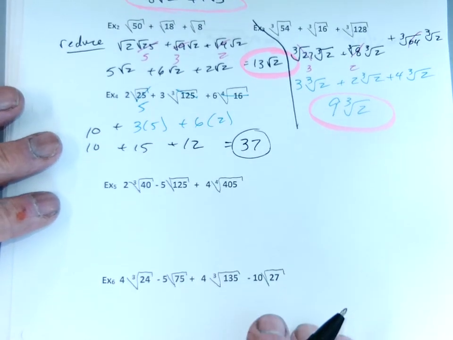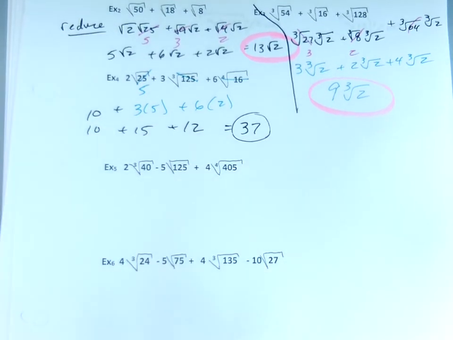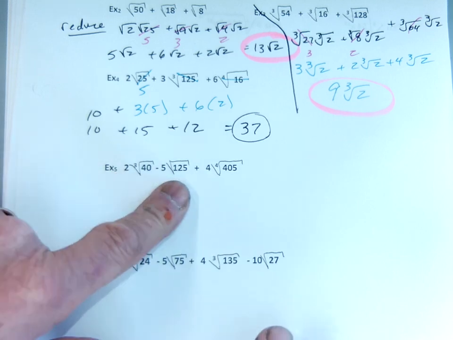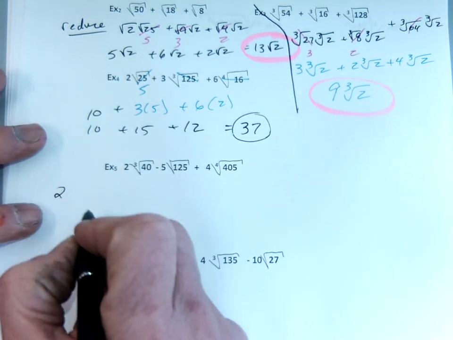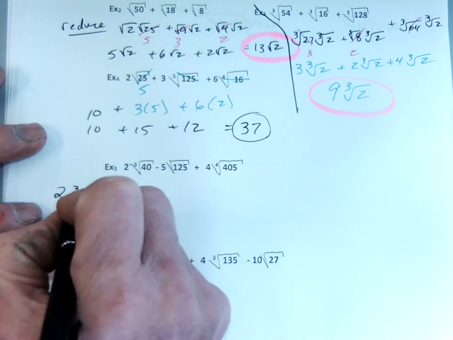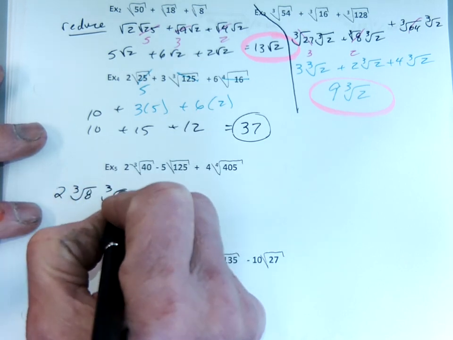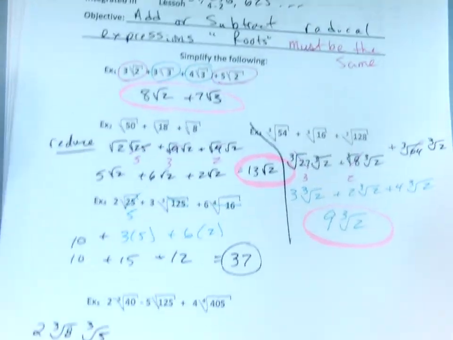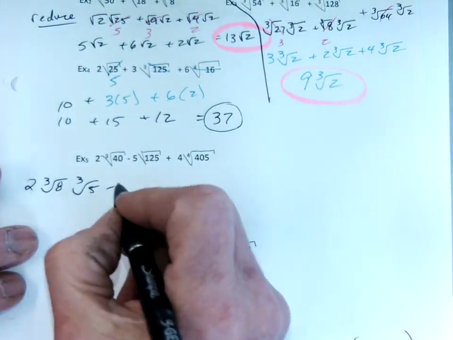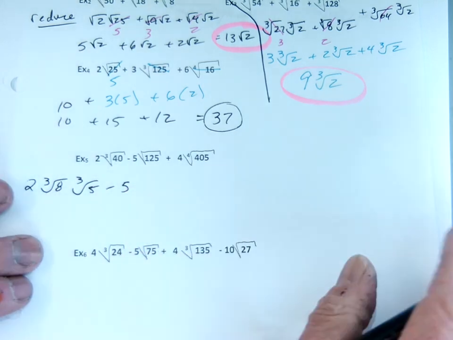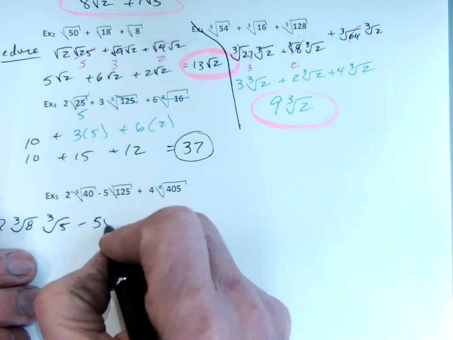Okay, example 5. Well, square roots, cube roots, whatever. Let's see what happens. 2 times, let's see, 40 is going to be the cube root of 8 times the cube root of 5. Again, I'm just trying to find perfect cubes, and there it is. Minus 5 times the square root of 25. Let's go, square root of 25.